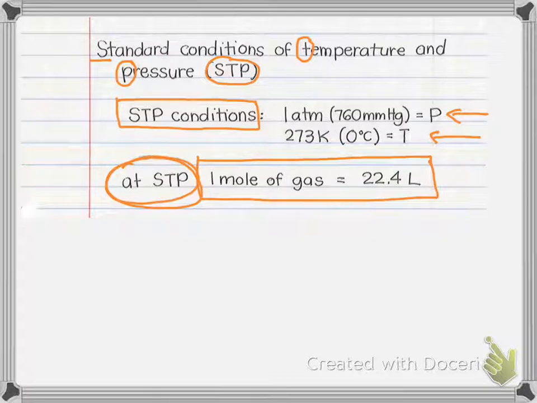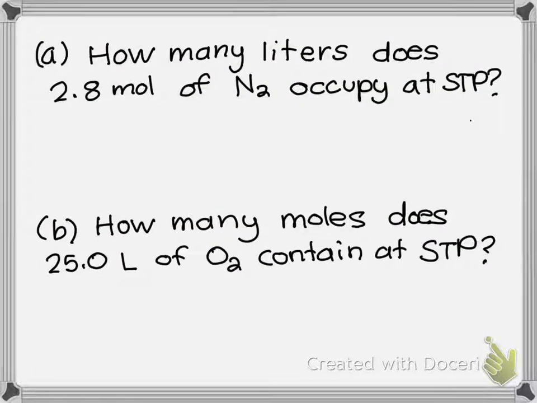So when I see this at STP in a problem, I always like to think about this relationship right here and see if I can use it in an equation to solve it. So I have 2 problems where I could use it, and I wanted to give you an example. It says, how many liters does 2.8 moles of nitrogen gas occupy at STP? And remember the standard conditions are true for any gas or mixture of gases.